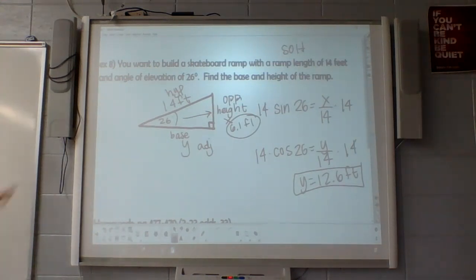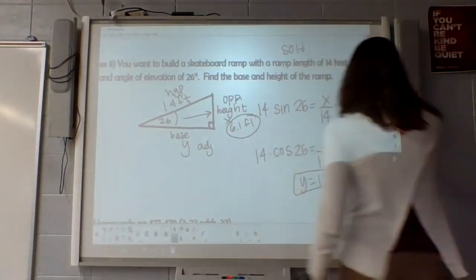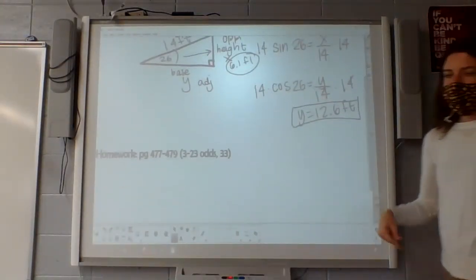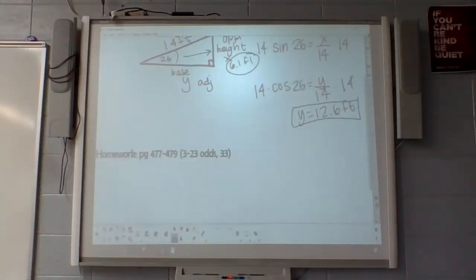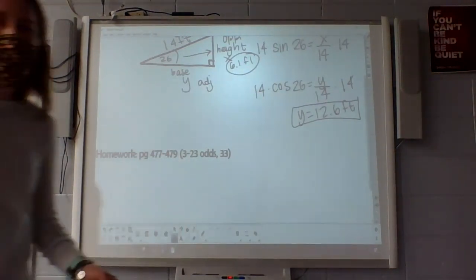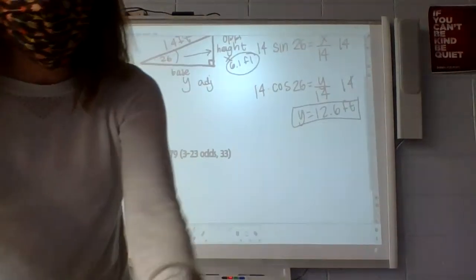All right, so homework is listed here for you guys. Using all those different trig ratios, make sure you guys bring a calculator home so you have it for homework if you don't get it done now. Again, we're going to do a test on Tuesday.